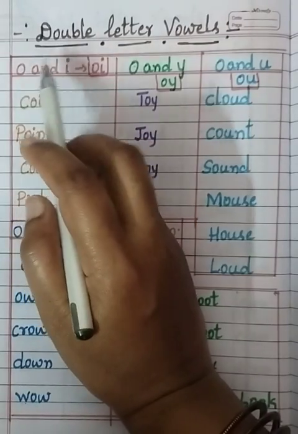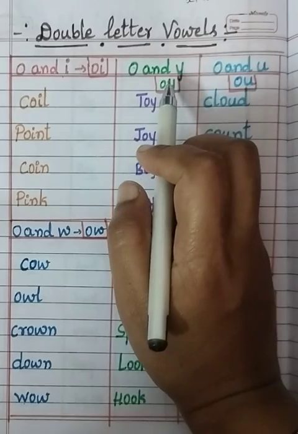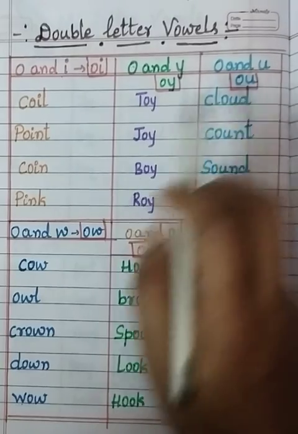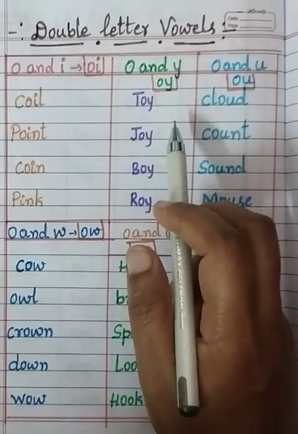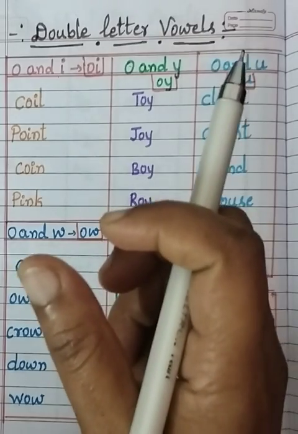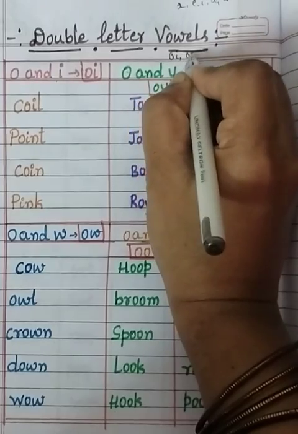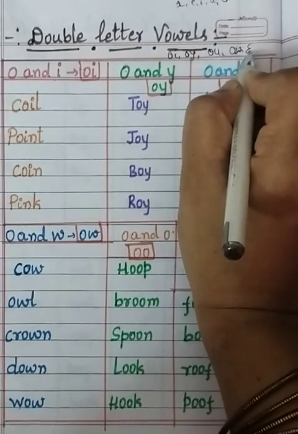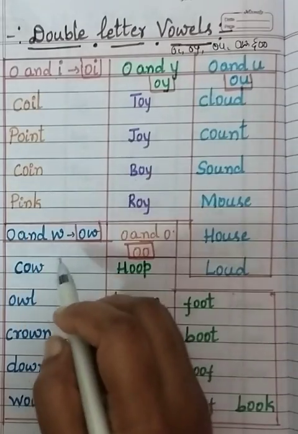For example, O and Y makes the sound oi. O and Y, oi. Same sounds. But these are double letter vowels. And O and U, O and W, O and O. So we explore these vowel diphthongs that make two sounds in one, such as OI, OY, OU, OW and OO, like this. So let's begin. What are the examples for these double letter vowels?